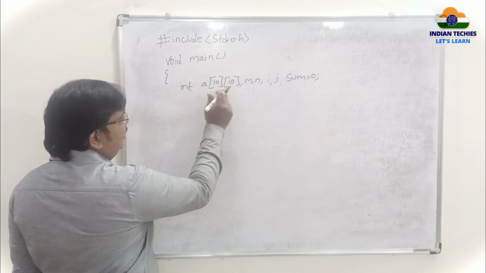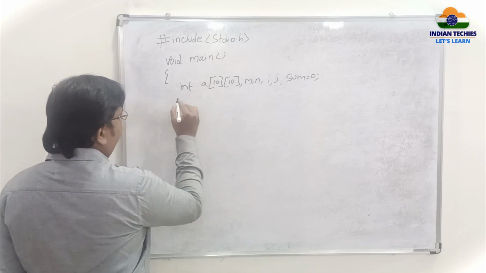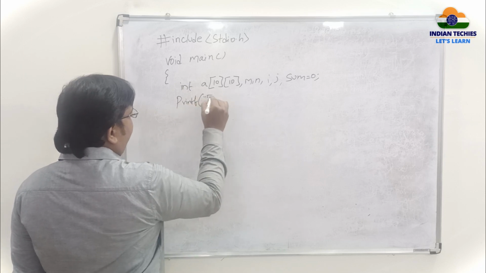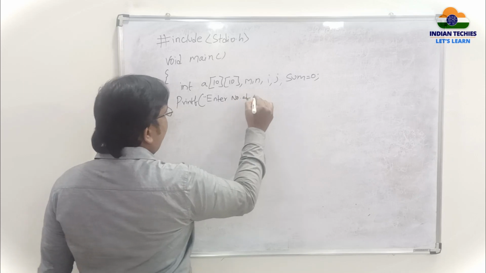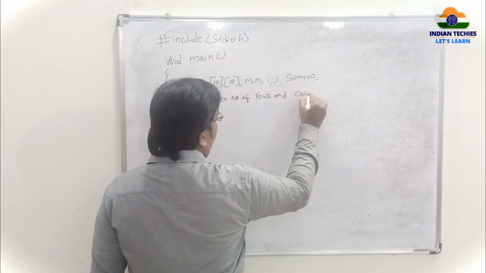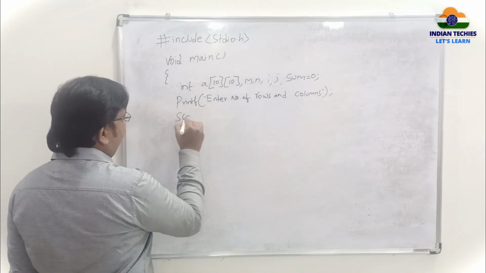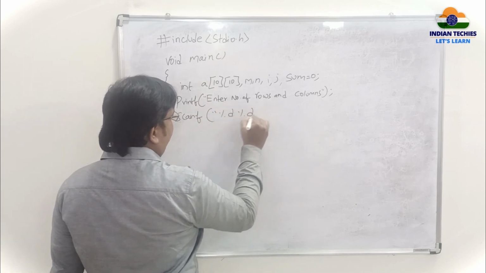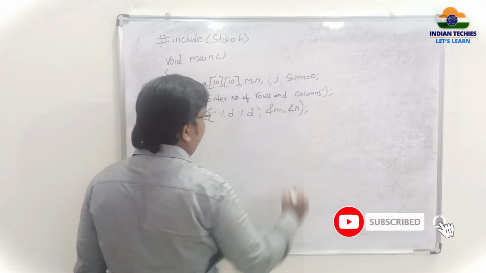Now, out of these 10 rows and 10 columns, first of all, you have to take input of how many rows and columns you need. That is, printf("Enter number of rows and columns"). So I am taking input, that is scanf("%d %d", &m, &n).